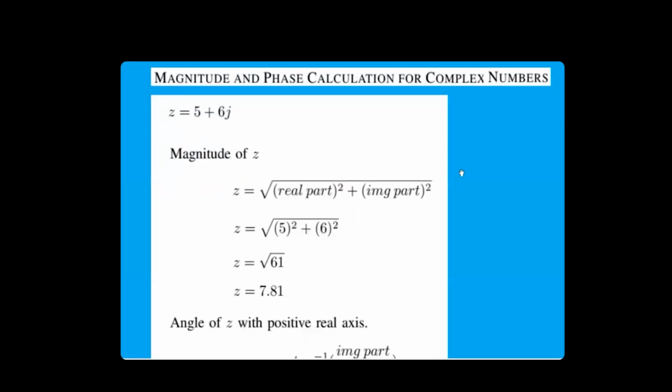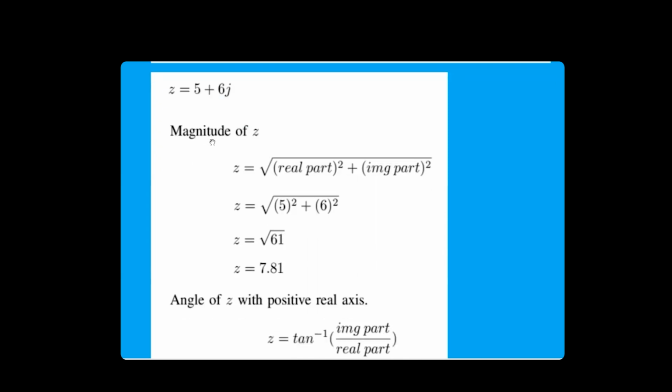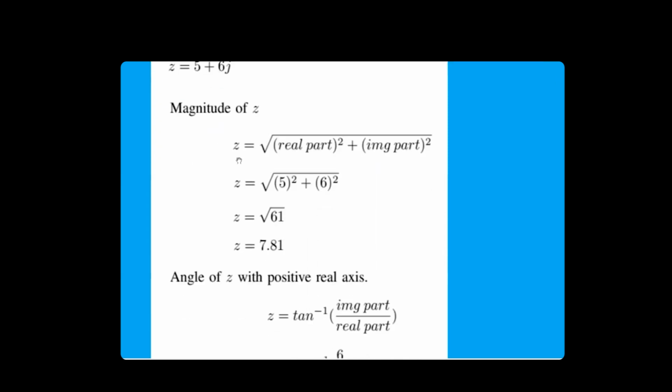In this video, we will learn how to calculate the magnitude and phase of a complex number. These calculations are very simple. Suppose we have a complex number 5 plus 6j. Here, 5 is the real part of the complex number and 6 is the imaginary part.